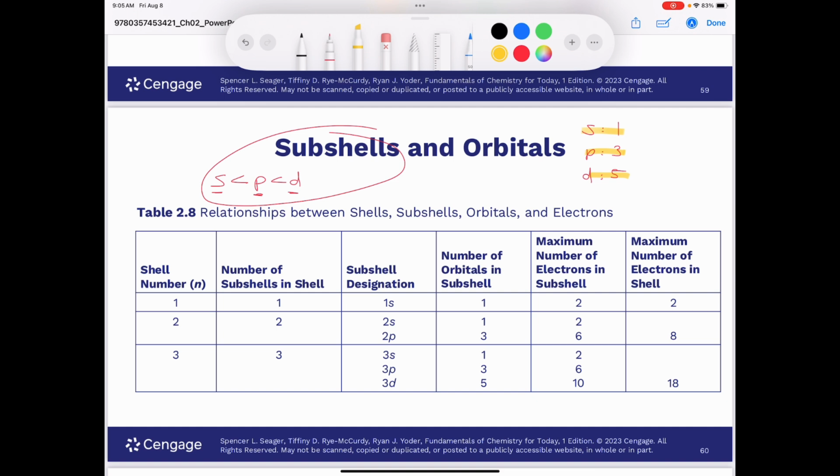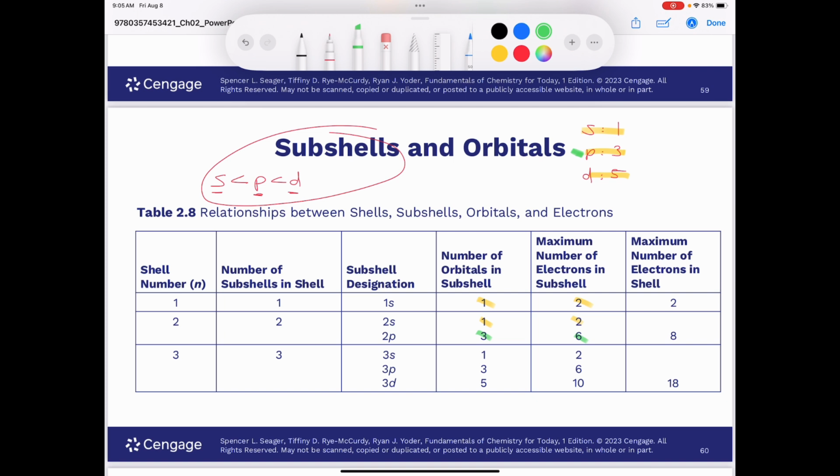Now, how many electrons did I say you could put in an orbital? I told you that you could always put 2 electrons in an orbital. So if we have 1 orbital, that means we can have a maximum of 2 electrons. But then once we get to a p orbital, there's three orbitals. Each one can hold 2 electrons, so that gives us 6, okay?